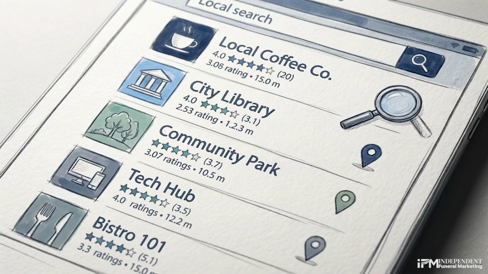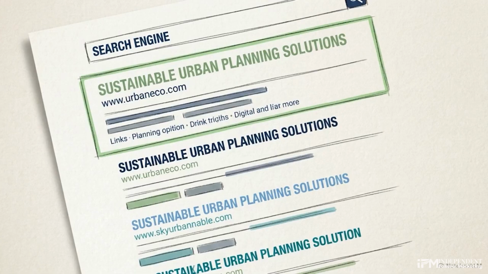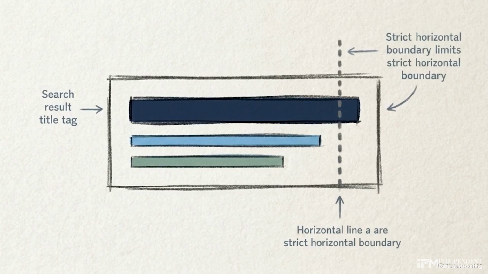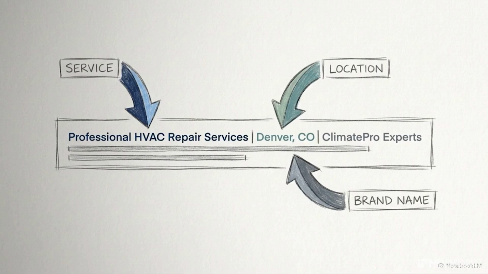Step 1 happens before a family even reaches your website. The first interaction Google and a potential client have with your business occurs directly in the search results. Looking at this search result, we see the ideal formula for a title tag. It needs to stay under 60 characters so it doesn't get cut off, and it must include your primary service, your specific town, and your brand name.